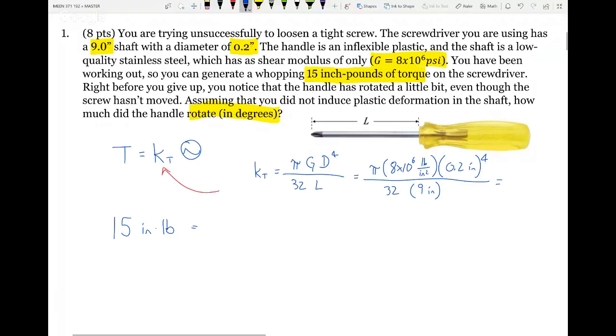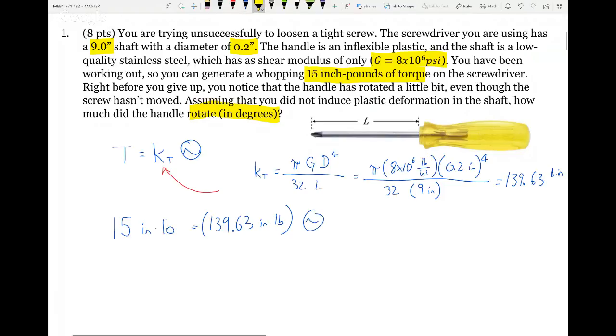This number here, I guess I'll give that. This is going to be 139.63 pound-inch. Okay, or inch-pounds. So we've got 15 inch-pounds is equal to 139.63 inch-pounds, now times our angle of twist.